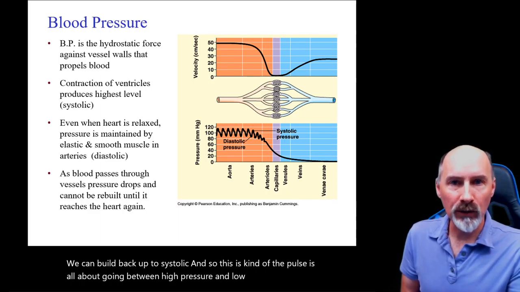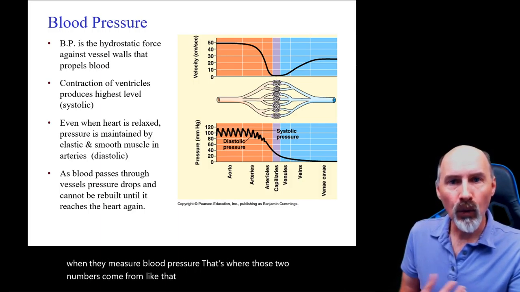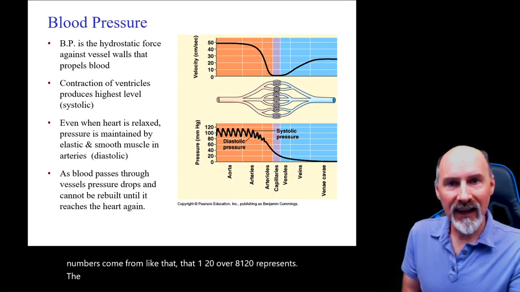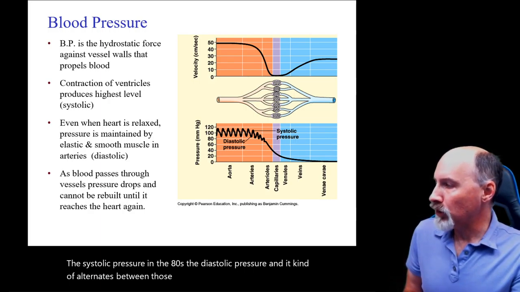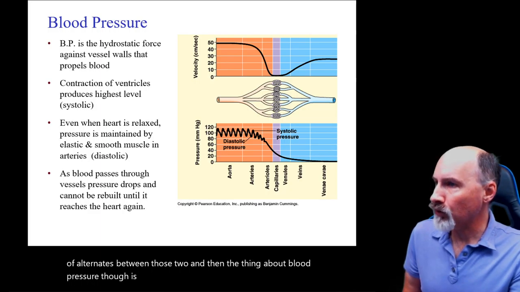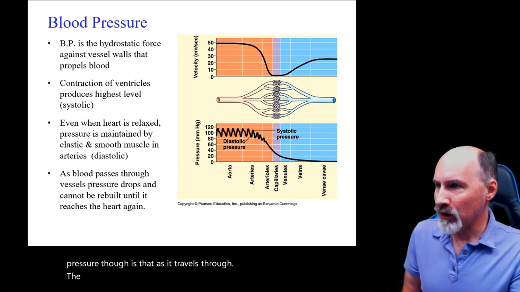And so when they measure blood pressure, that's where those two numbers come from, like that 120 over 80. 120 represents the systolic pressure, and the 80 is the diastolic pressure. And it kind of alternates between those two. All right. Now, the thing about blood pressure is that as it travels through the system, pressure continually declines.